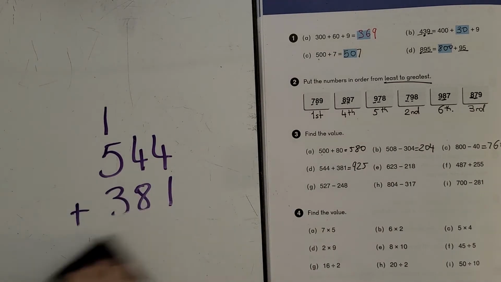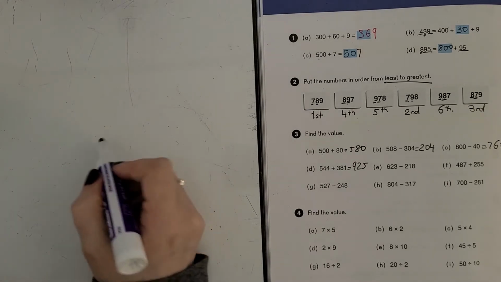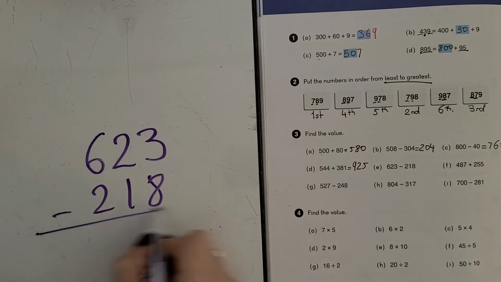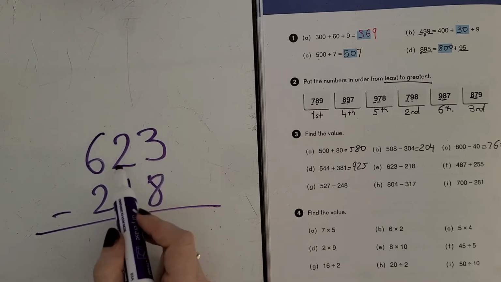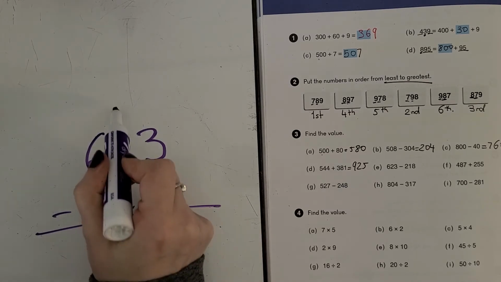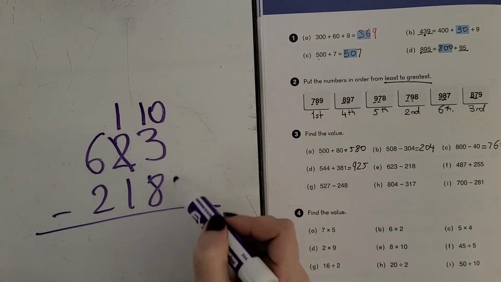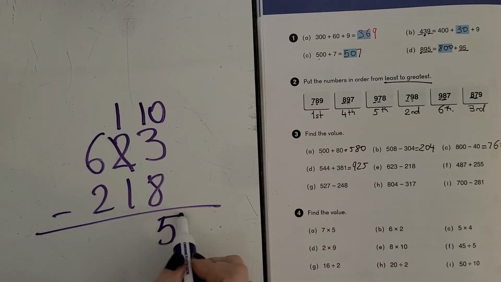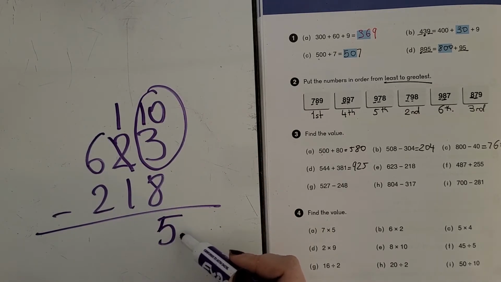Letter E, we're going to be subtracting. 623 minus 218. Can you take the 8 from the 3? Nope, you have to borrow. The 2 will become a 1. What does it give? A 10. 10 minus 8 is 2, plus the 3 is 5. Or you could say 13 minus 8 is 5, whichever is easier for you.